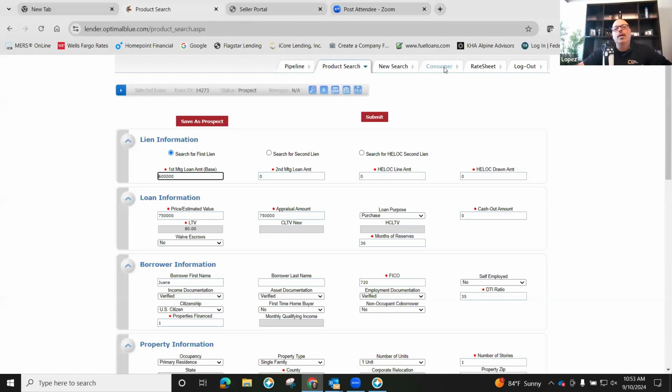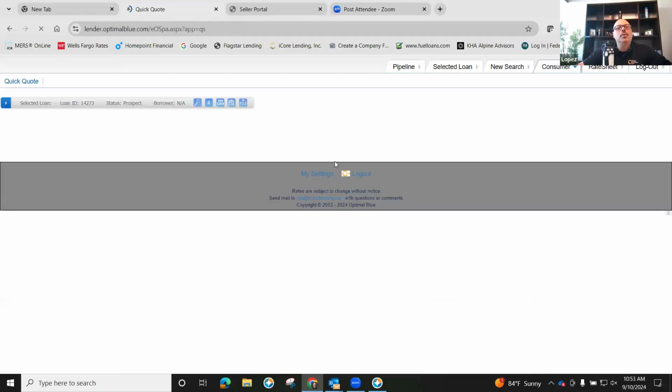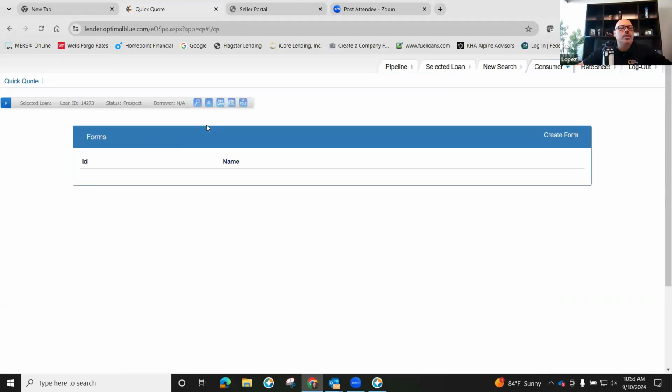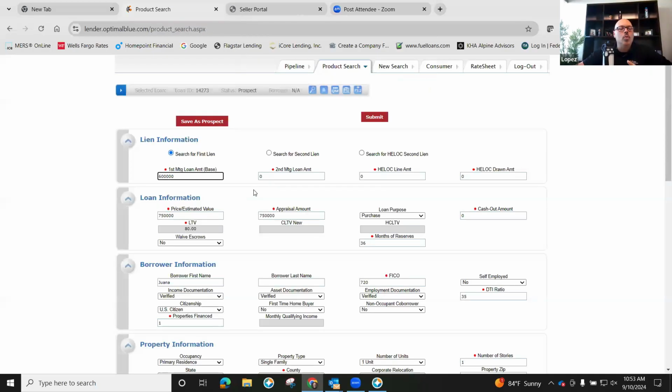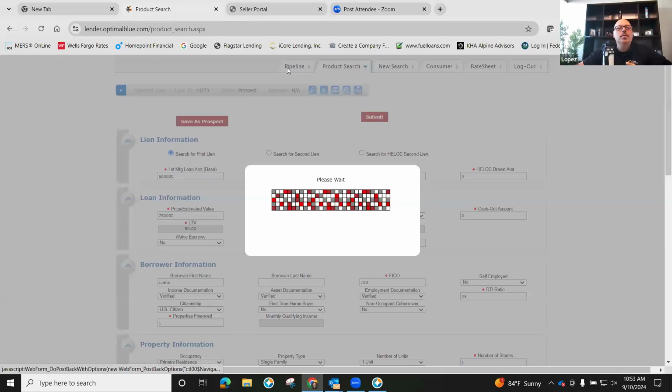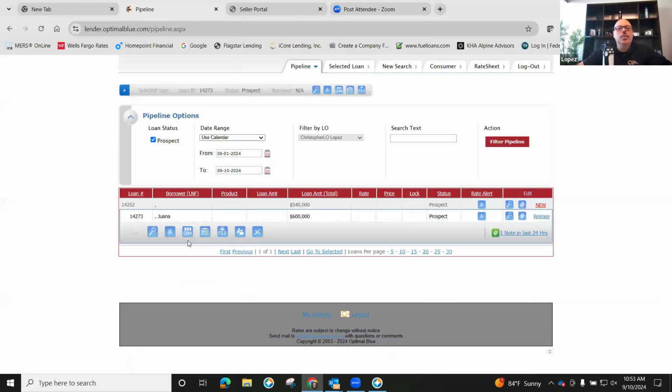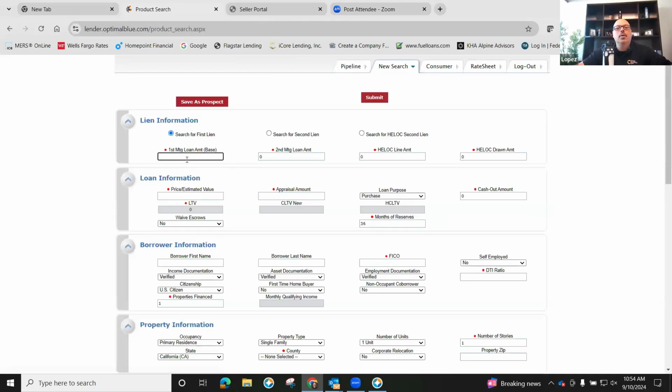So if I go over here, this was the one I was just looking at. If I click, it will pull up the old one. Juana's there. I can always go back to Juana if I want to pull it up in the future. So I can go to new search. I'm going to go to new search. All right, we're going to do 500, and we're going to do 650.